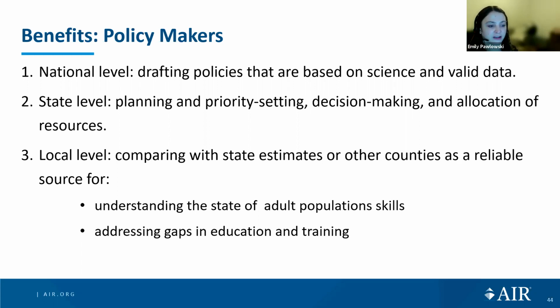As you saw in some of the examples Alex went over, you can kind of decide what counties may need particular types of resources. And then at the local level, it can help compare with state estimates or with other counties to help understand the state of adult population skills and address gaps in education and training, and see what counties are having high skill levels and what kind of policies they may be having.